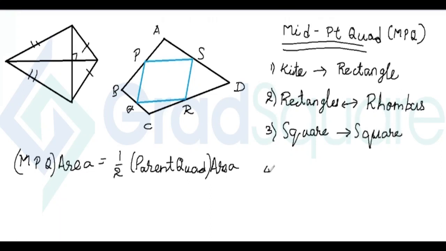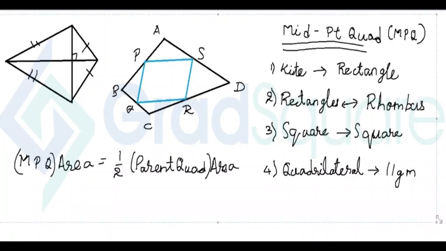And finally, if I take any randomly shaped quadrilateral like ABCD that I've drawn here, which is not any of the special quadrilaterals that we have, and I join the midpoints, then I will get a parallelogram. So all midpoint quadrilaterals are parallelograms. There are proofs for this. I don't want to get into the details of this, but you can make a note of these as the midpoint quadrilateral properties.